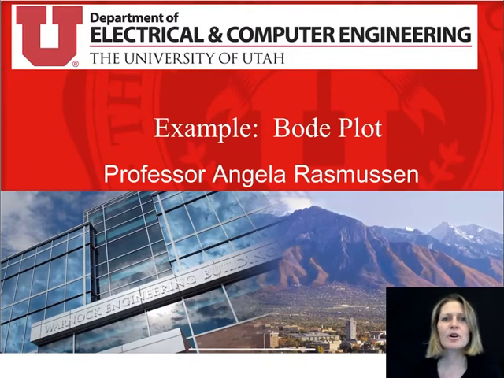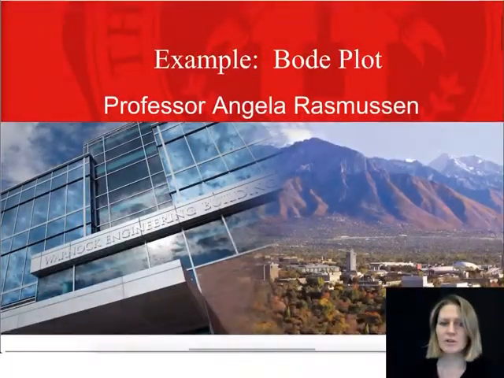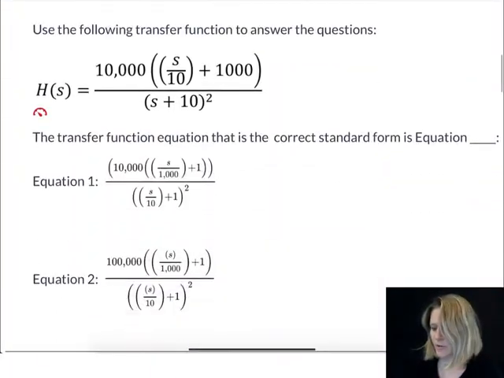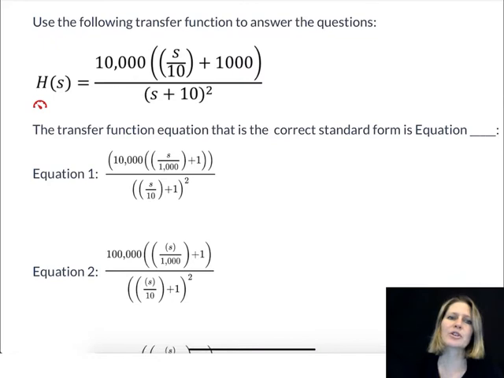Today we're going to go over a Bode plot example. In particular, this was the quiz that you just took. So we're going to start with a transfer function, and we're going to use this to create both the magnitude and the phase plots for this equation. And this equation, remember, is derived from a circuit that contains time-dependent elements such as capacitors and inductors.